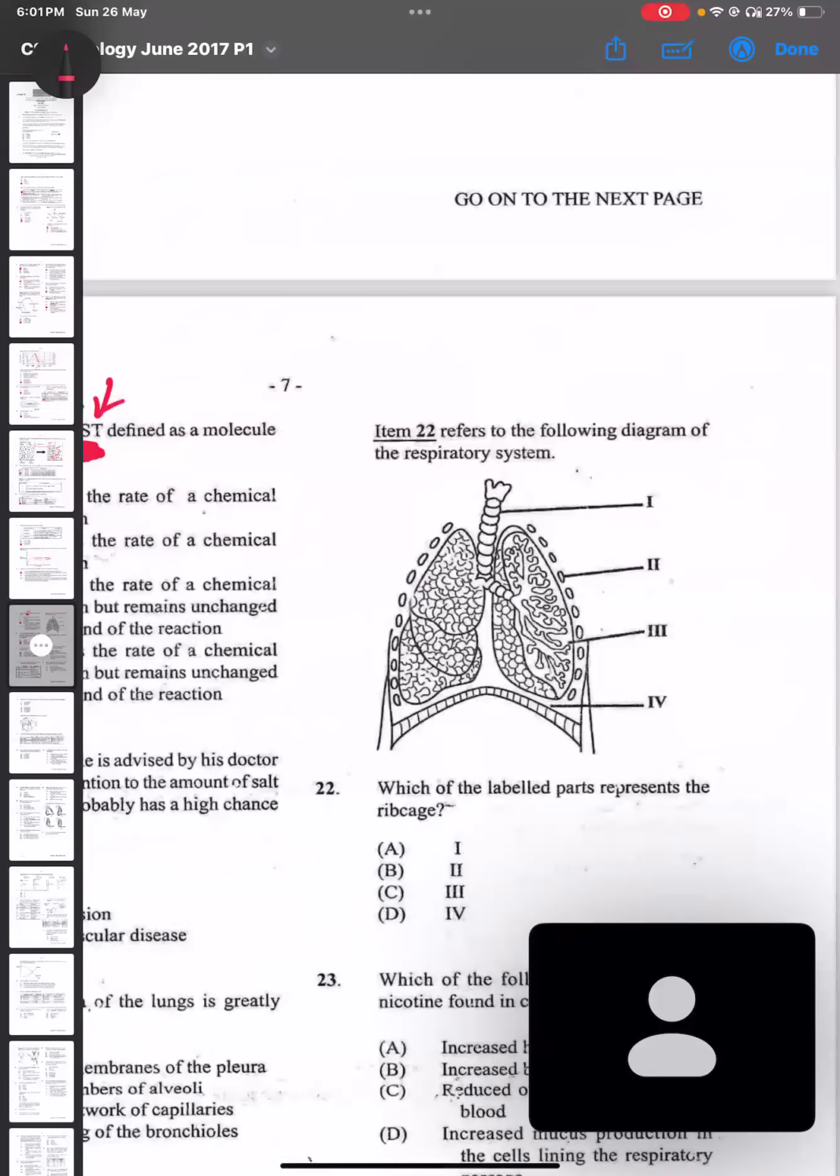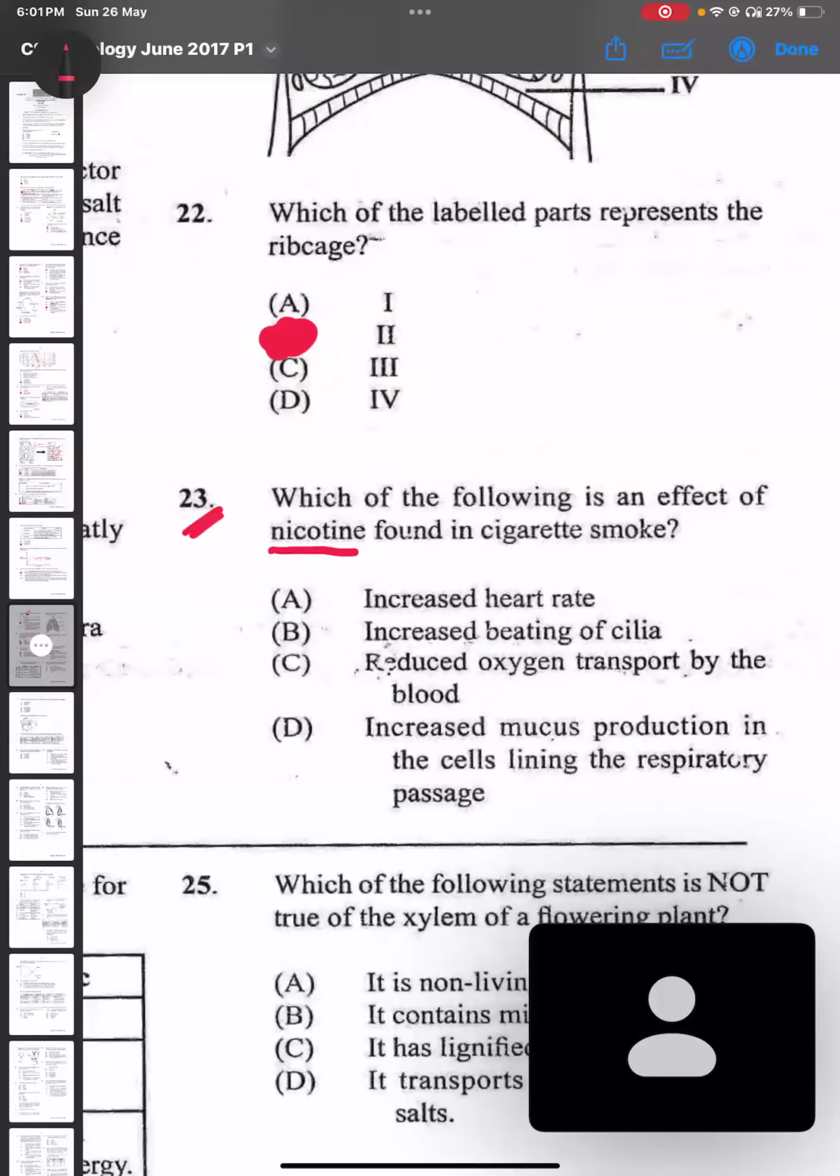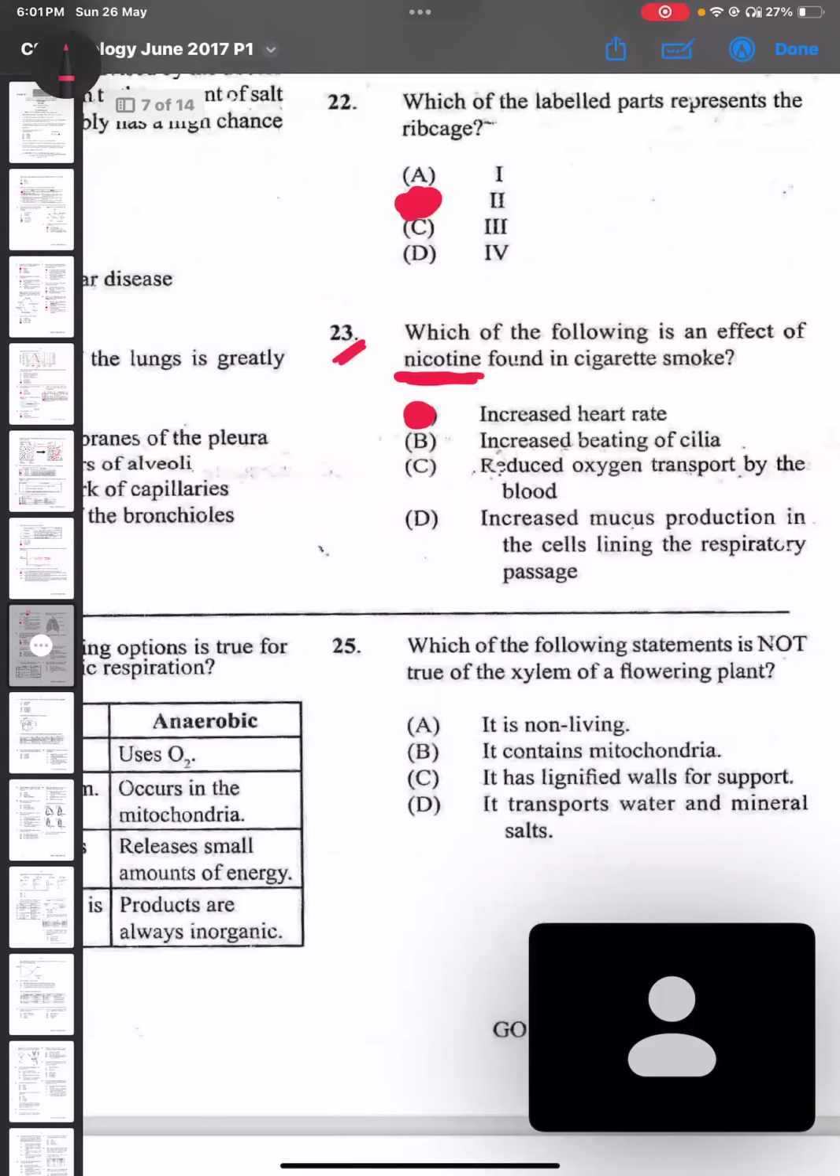B. This question, they've asked it before, but what they do is they change it to nicotine. Before they asked about carbon monoxide, but now they changed it to nicotine. That's why I say you have to read carefully. So our answer is A, increases heart rate. So question 23, our answer is A.